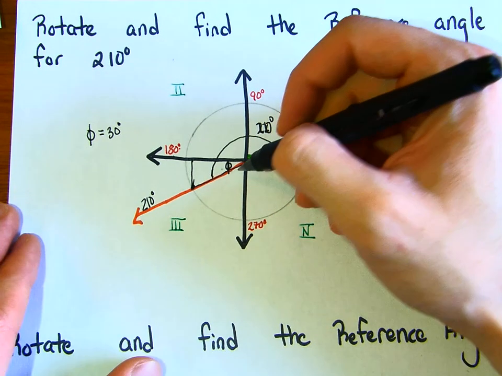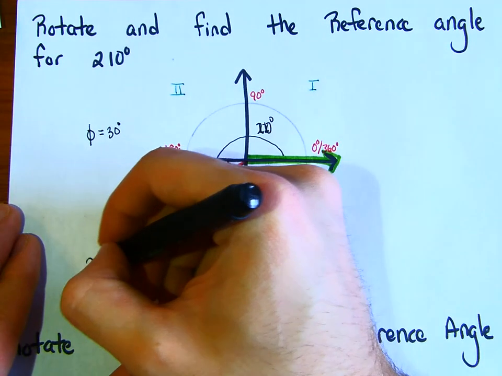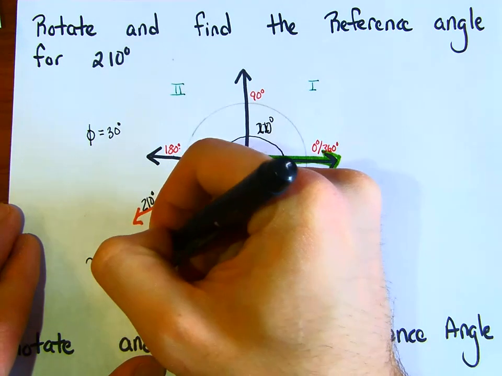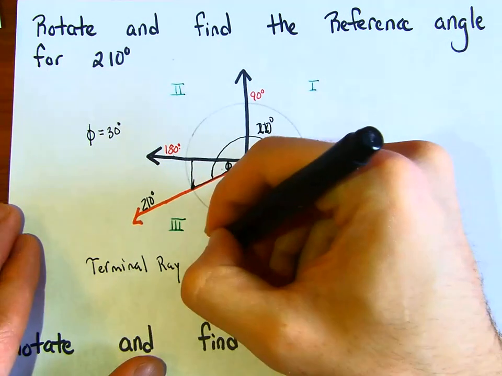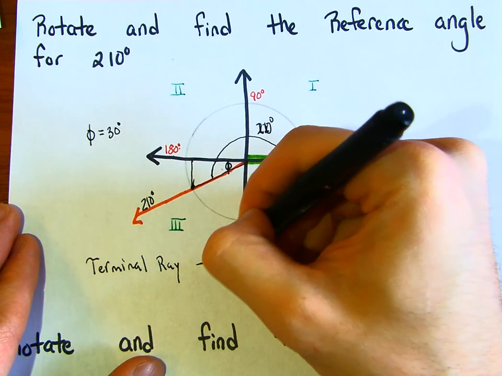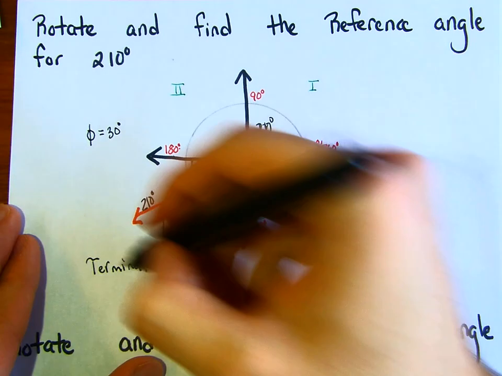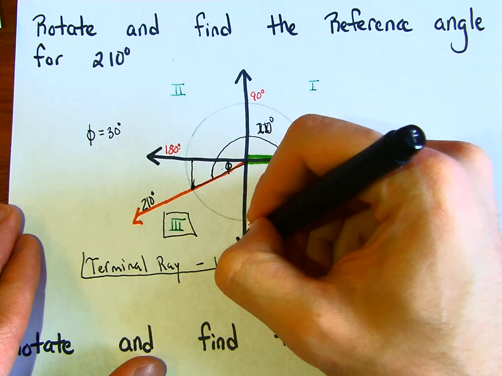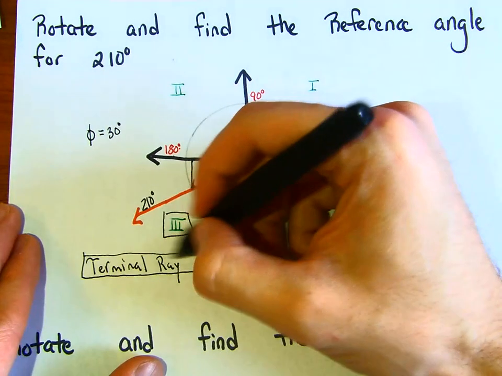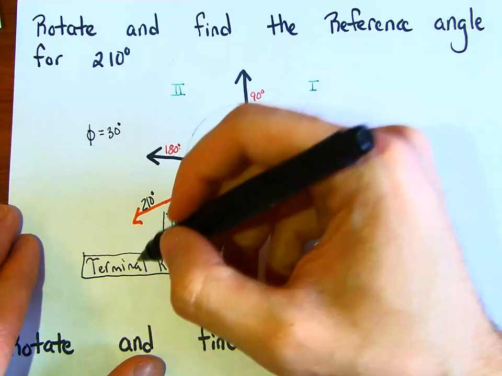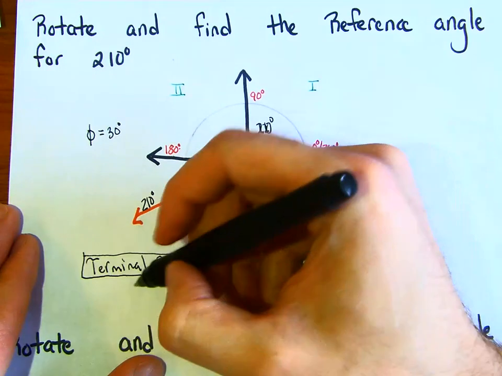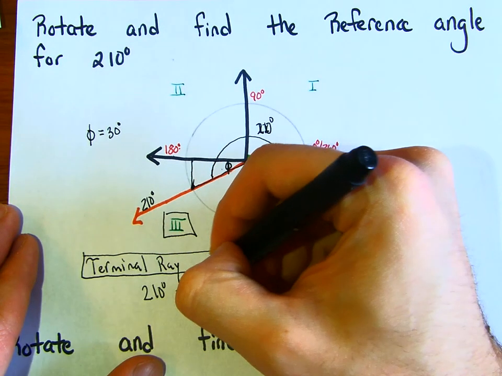You could also think of it as the terminal ray minus 180 degrees if you're in quadrant 3. Okay? And this is like a cheat. I don't want you to really use this, but you could do that. Imagine, what's the terminal ray? It was 210 minus 180.